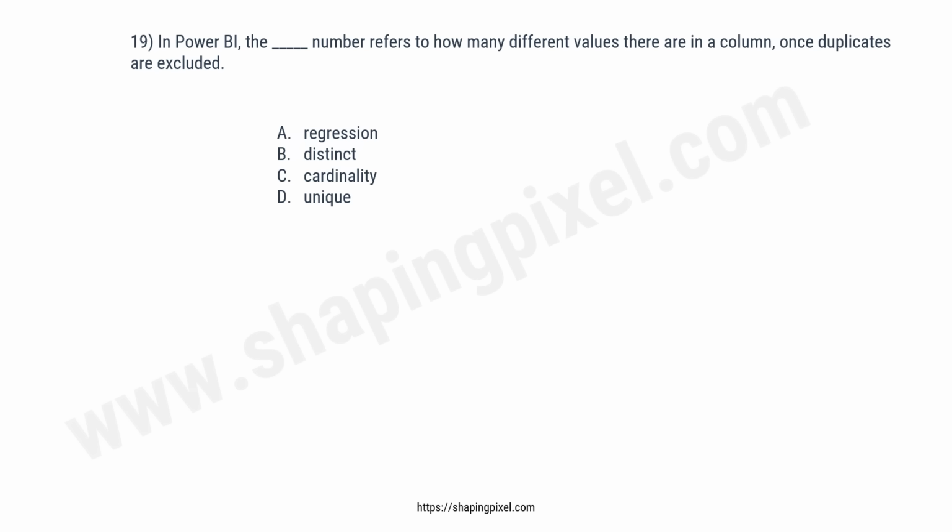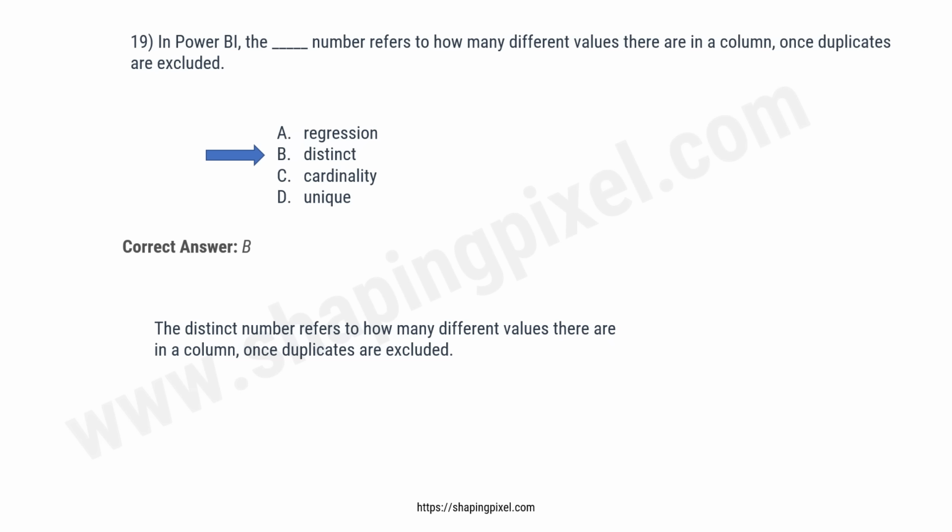Question number 19. In Power BI, the dash number refers to how many different values there are in a column once duplicates are excluded. And we have four options: regression, distinct, cardinality, unique. So the right answer here is option B, distinct. The distinct number refers to how many different values there are in a column once duplicates are excluded.